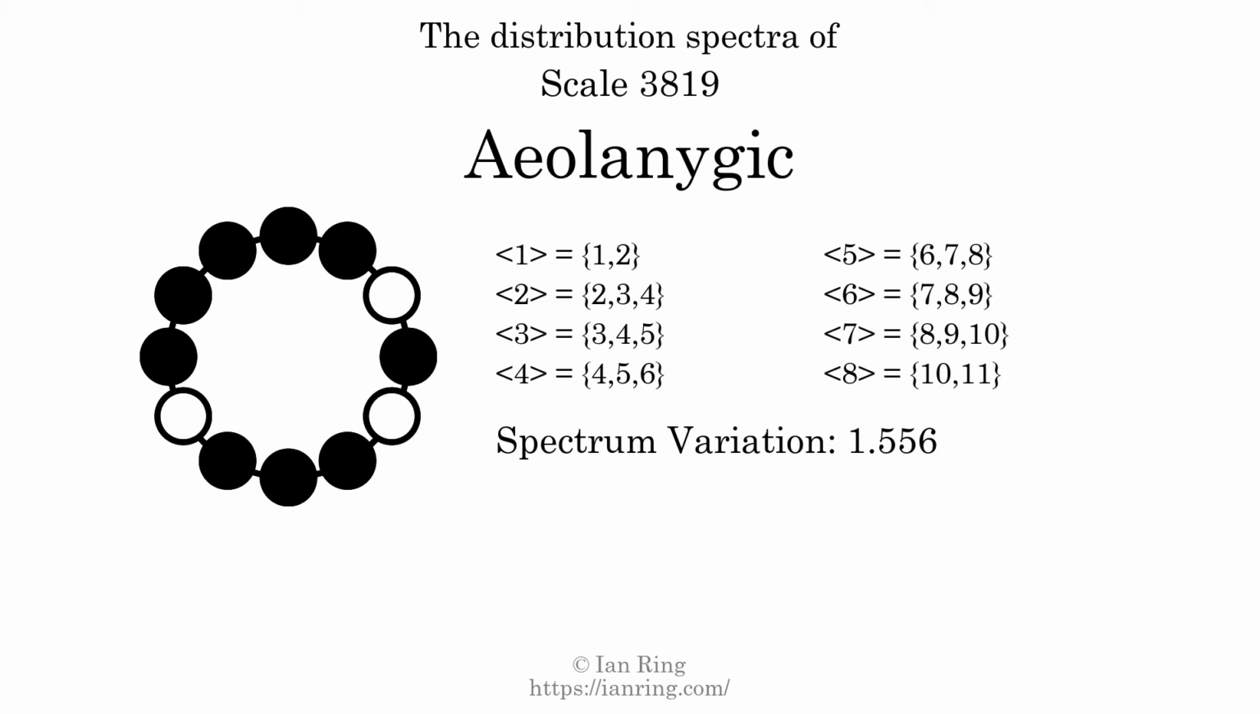The spectrum variation of this scale is 1.556. Since the variation is greater than 0, this indicates that the scale is not perfectly even. The highest spectrum width is 2. Since this is greater than 1, we know that this scale is not maximally even.